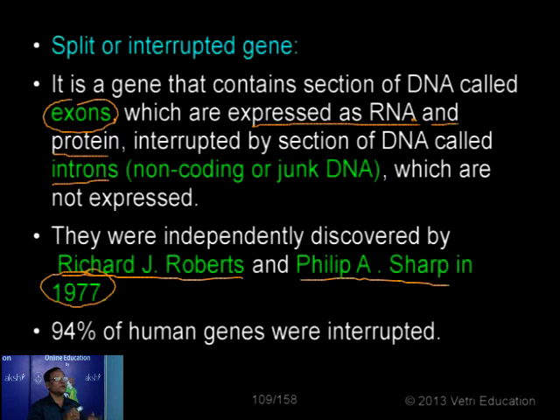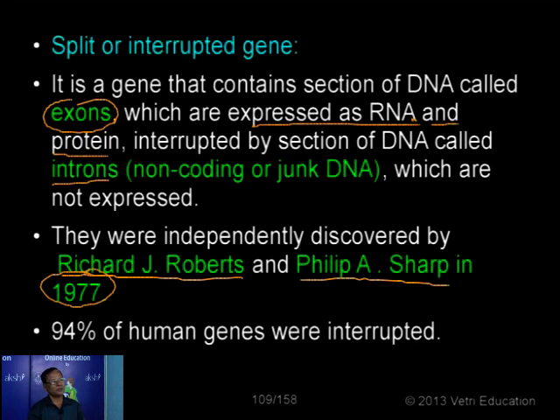So if you take the human gene, let's take human genes first. In the case of human genes, 94% of the human genes are interrupted. That means having both wanted and unwanted sequences of DNA. We have 94% of human genes as interrupted genes, that means having both exons and introns. Only 6% have only the coding sequence. The remaining 94% are split genes, having both exons and introns.